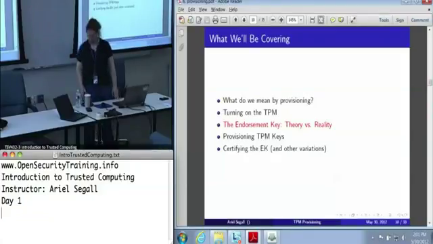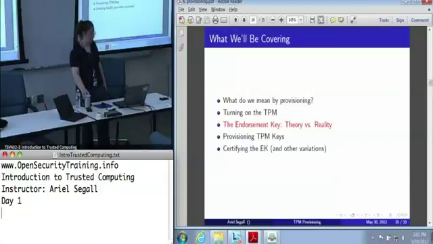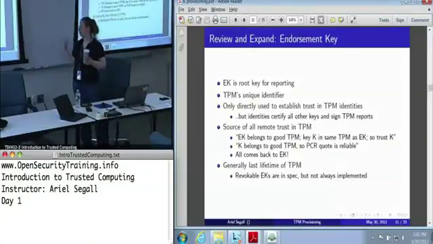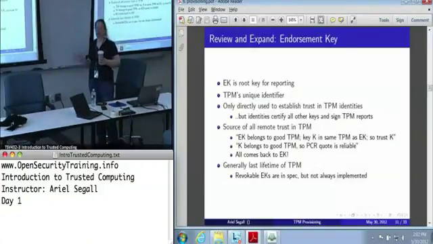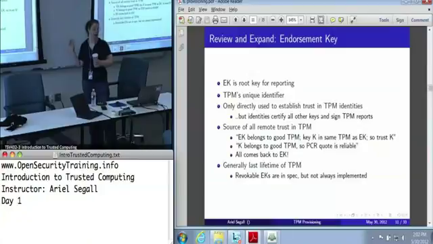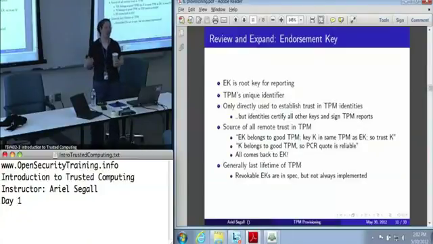Let's talk next about that root key that I said all of this is based on: the endorsement key. As I mentioned earlier this morning, the endorsement key is effectively the TPM's unique identifier. It's really a lifetime identifier, except in some special cases. But we don't use it directly, in large part because of those privacy concerns, where people were really worried about having all of their information tracked.